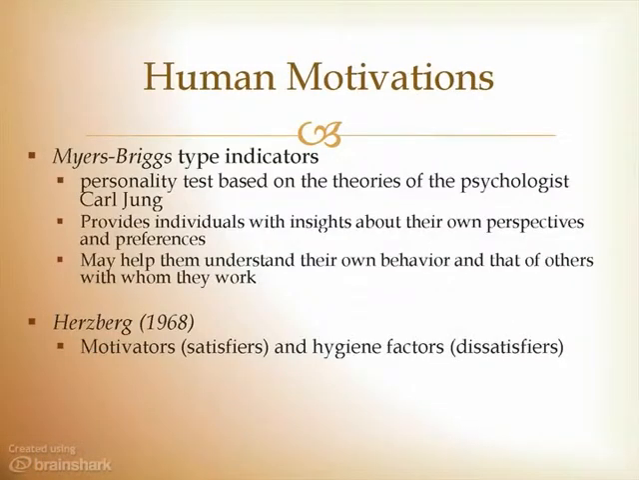So the discussion of human motivations continues, and the first item on this slide is the Myers-Briggs type indicators, and you may have run across one of these already. This is a paper and pencil personality test that's based on the theories of psychologist Carl Jung, and when you take the test you end up being categorized into certain personality types, and this provides individuals with insights about their own perspectives and their own preferences, and it may help them understand their own behavior and that behavior of others with whom they work.